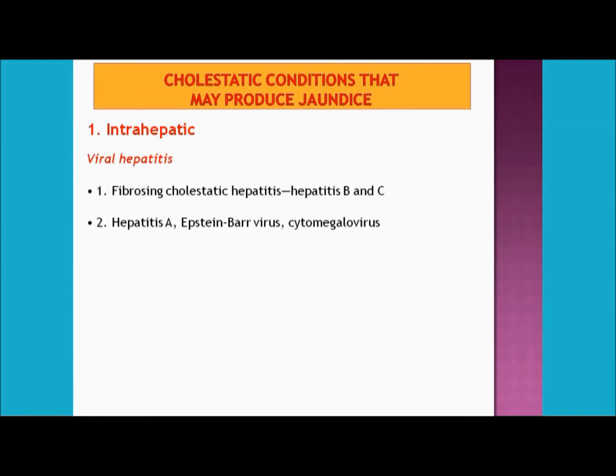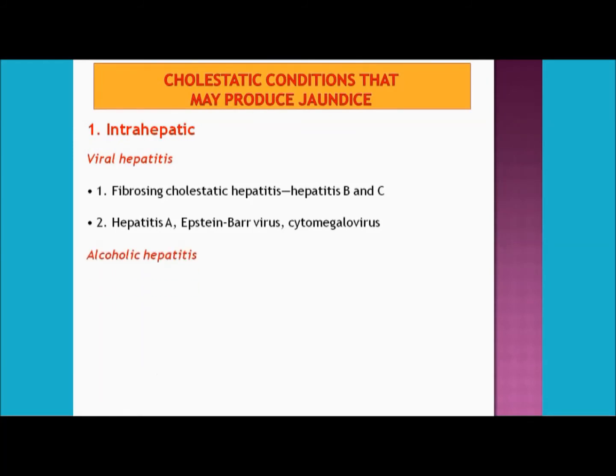So this can lead to fibrosis, or you can say fibrosing of the cholestatic hepatitis. It generally happens in hepatitis B and hepatitis C types. Next, hepatitis A, Epstein Barr virus or cytomegalovirus, they also cause viral hepatitis, and that can lead to cholestasis, which finally leads to jaundice.